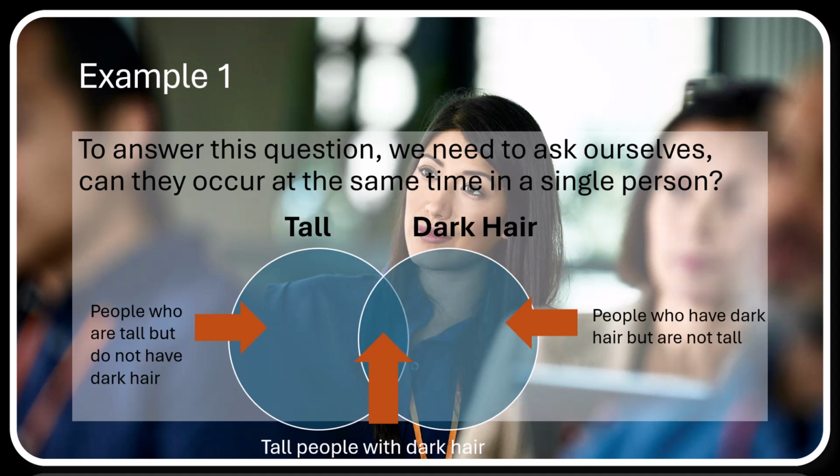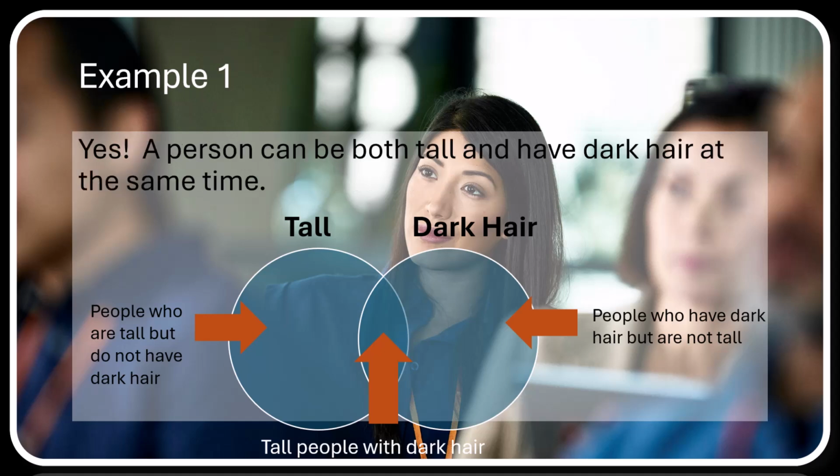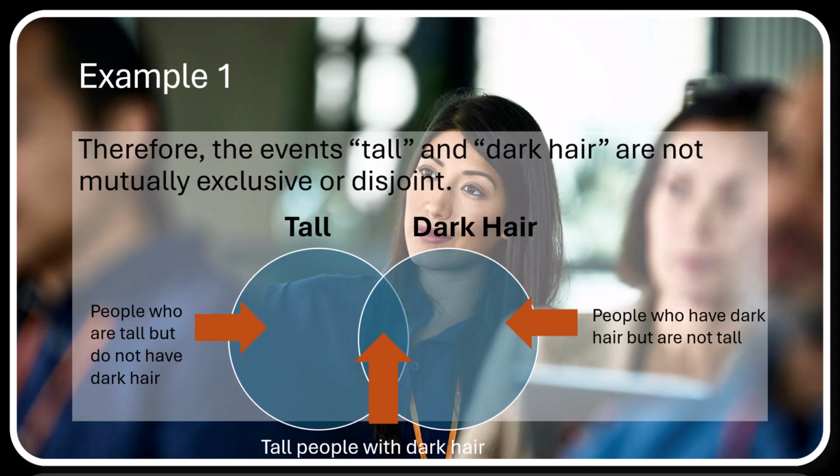To answer this question, we need to ask ourselves, can they occur at the same time in a single person? Yes, a person can be both tall and have dark hair at the same time. Therefore, the events tall and dark hair are not mutually exclusive or disjoint.